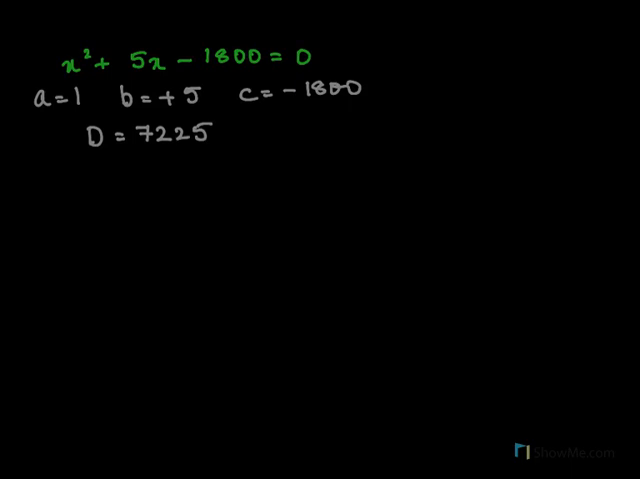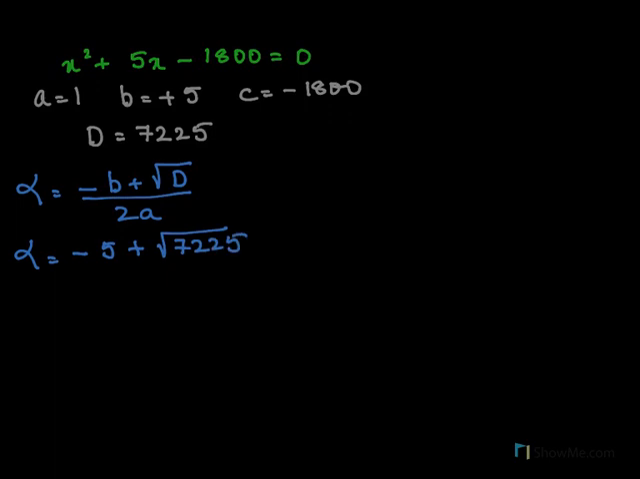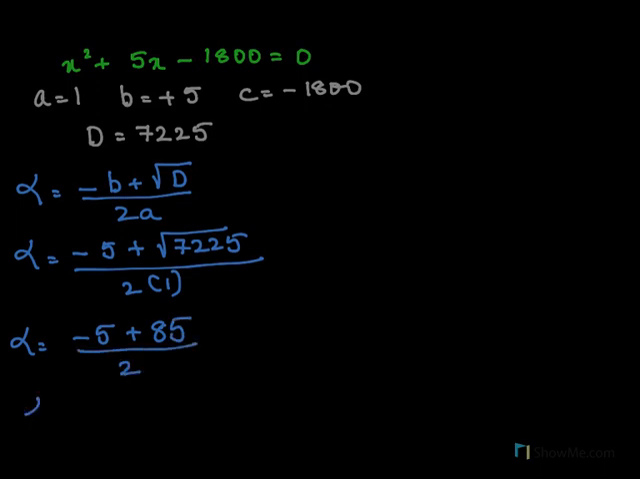Now we go ahead and find my alpha. Alpha, same formula, minus b plus under root D over 2a. So b is 5, so minus 5 plus under root 7225, over 2a, 2 into 1. Now under root of 7225, you should know how to find it, it is 85. Do prime factorization and you will get it. So my alpha becomes 80 over 2, and that is 40. So one value of x is 40.